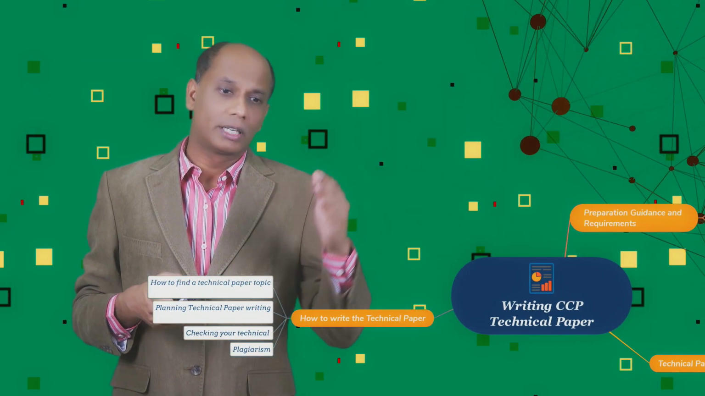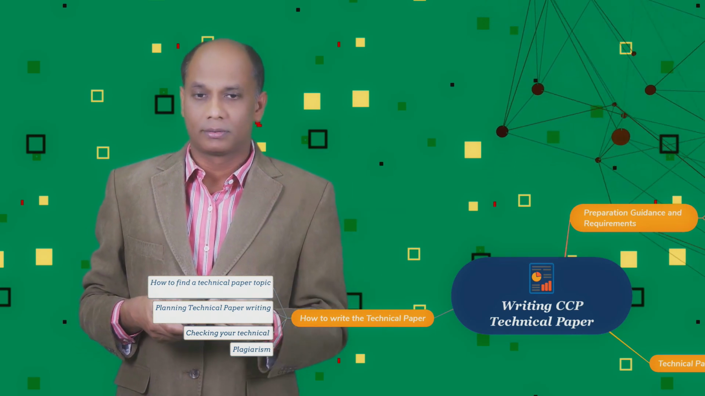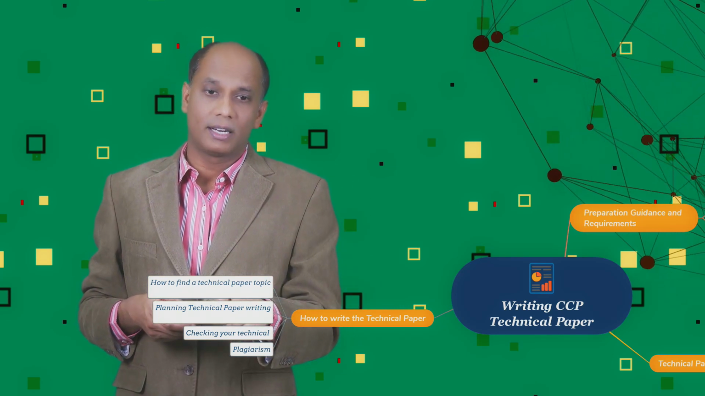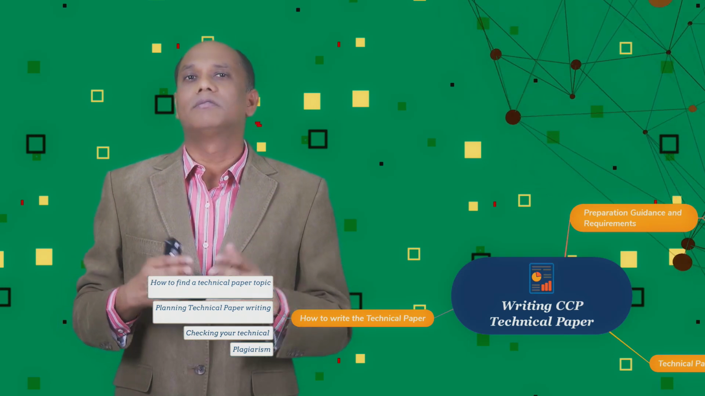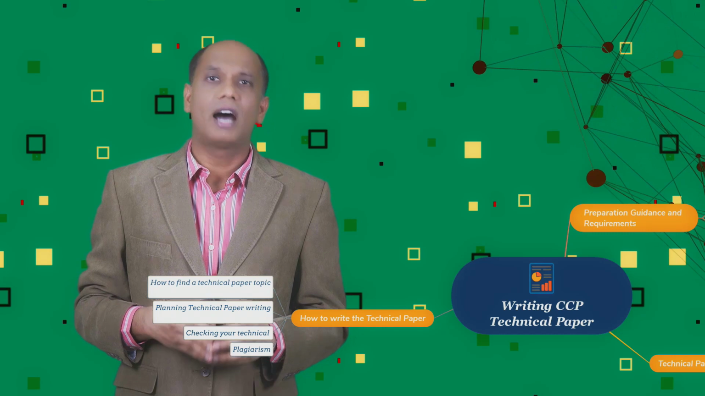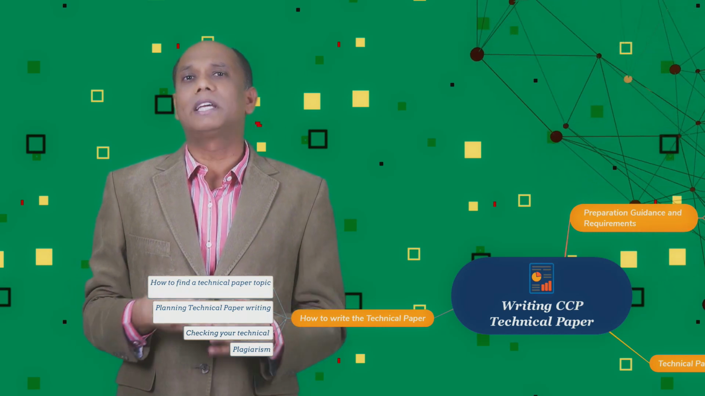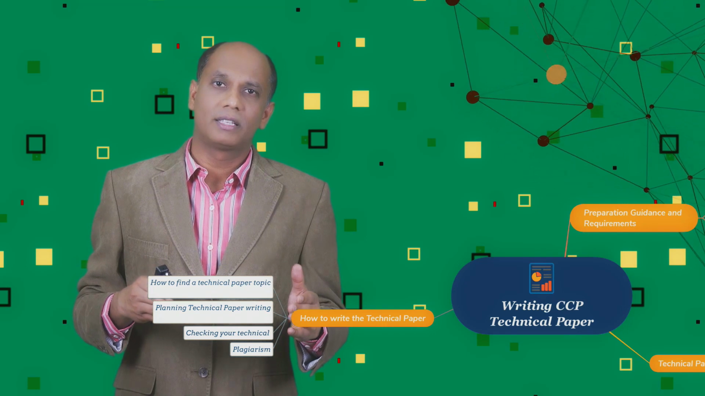The next topic we talked about is how to write a technical paper. In the technical paper writing section of this lecture, we talked about three important things. The first is how to find a technical paper topic. In this part, we understood that the topic of the technical paper must be from the TCM framework. And we know that the TCM framework is a very broad framework. Therefore, if you are working in a capital project or a project management environment, any topic relating to your day-to-day function will be a suitable topic for the AACE CCP certification technical paper.